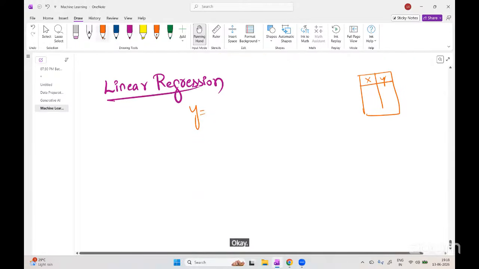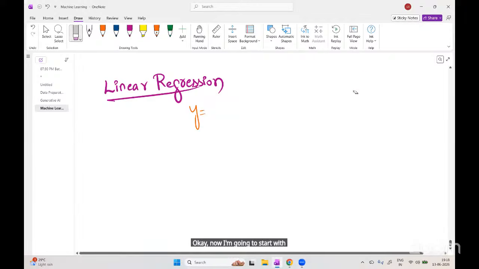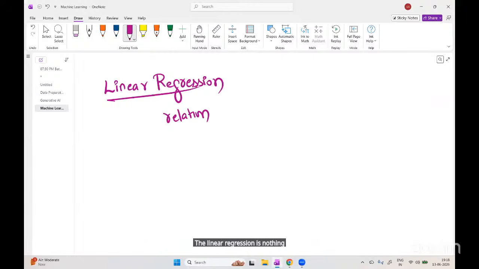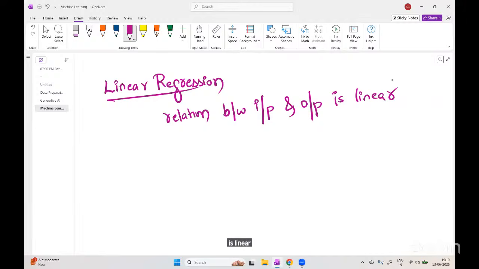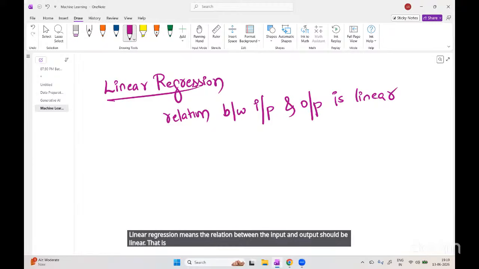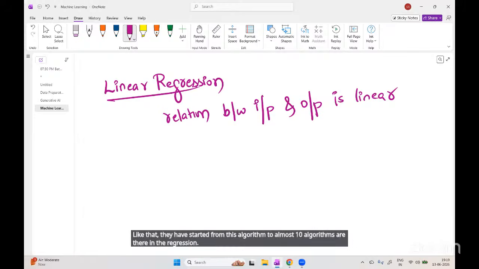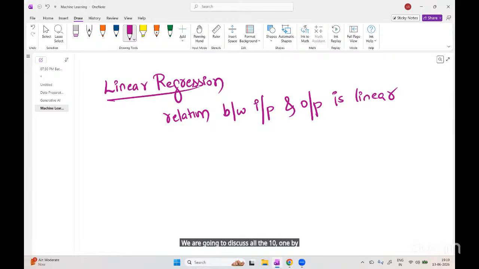Okay, now I'm going to start with linear regression. What is linear regression? Linear regression is nothing but the relation between input and output is linear. That is called linear regression. This is the first algorithm. Guys, again I'm saying, first algorithm. Starting from this algorithm, there are almost 10 algorithms in regression. We are going to discuss all 10 one by one in sequential order.